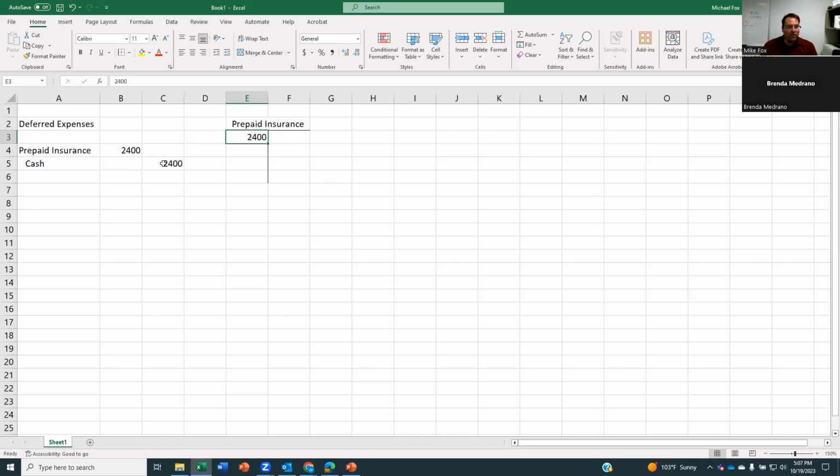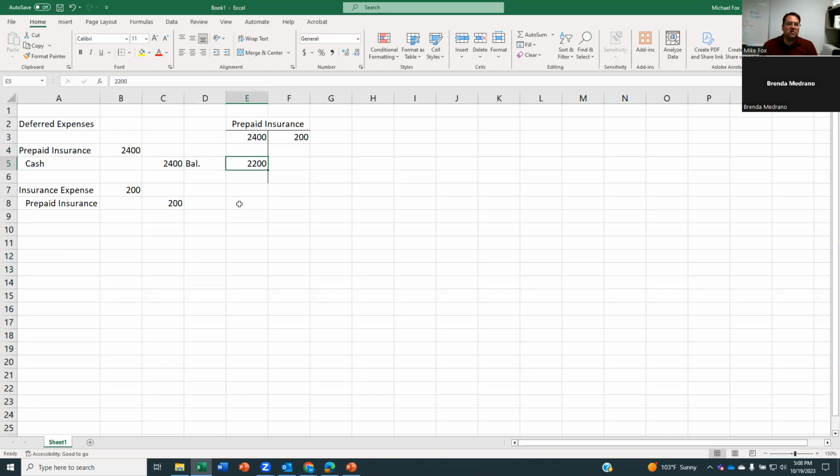And so the thing I'd have to figure out is, well, how much is one month's worth? So if 2,400 is for a whole year, that means $200 a month, right? So I would do an adjusting entry at the end of the month to do insurance expense and prepaid insurance. What this would do is it would recognize now that I have an expense for $200 worth of insurance, and that my prepaid insurance asset would now have a balance of 2,200.